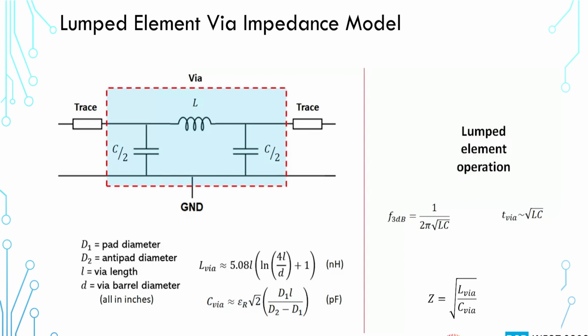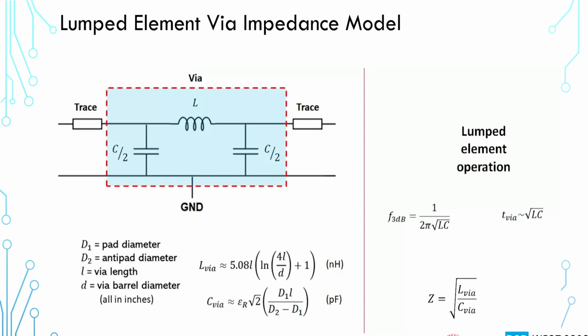So there is a lumped element model that has been published by Howard Johnson, and you probably know that name if you're familiar with PCB design, because Howard Johnson is the author of the Black Magic textbooks on high-speed PCB design. And in his Black Magic textbook, he brings up a via impedance model where the via is essentially modeled as like a pi filter, which you can see here on screen.